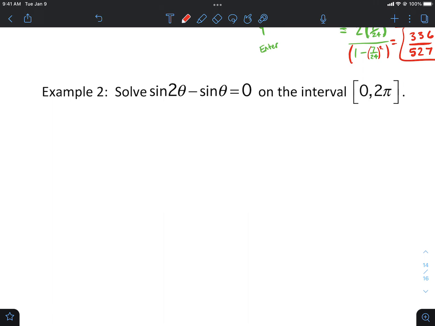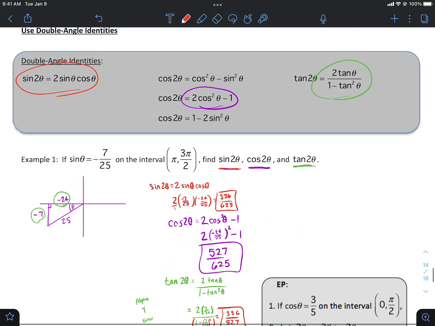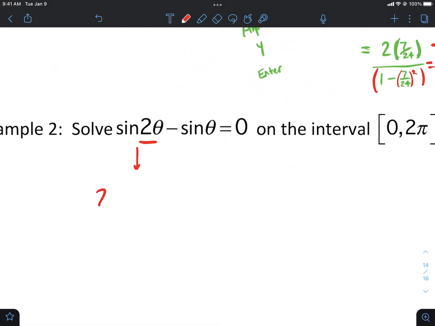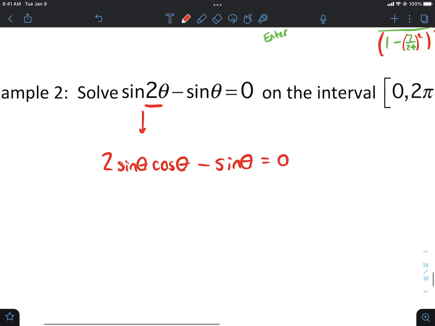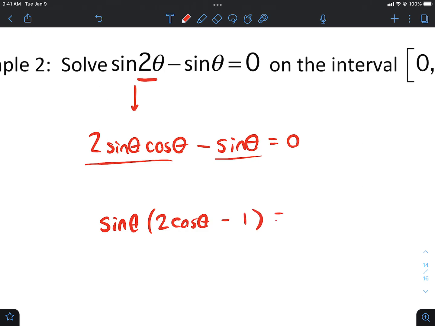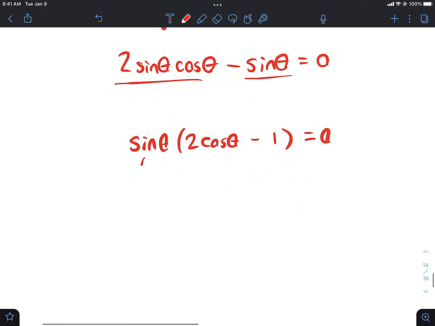Since we have this double angle right here, we use our identity up here at the top, which is 2 sine and then cosine. So I'm going to swap that out: 2 sine of theta, cosine of theta, and then drop down that minus sine of theta. Okay, and from there, since you have a sine in both of those expressions, you're going to divide them both by sine. If you divide by sine, you're left with 2 times cosine of theta minus 1. And since you have it equal to 0, now you can set your factors individually equal to 0.